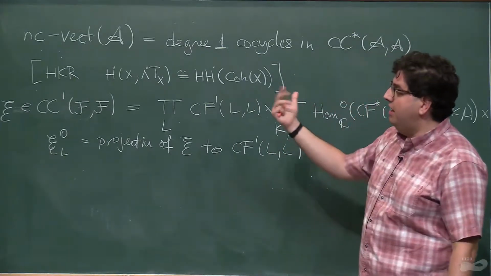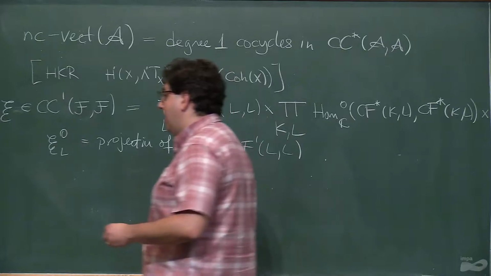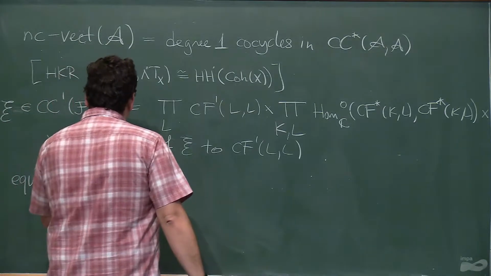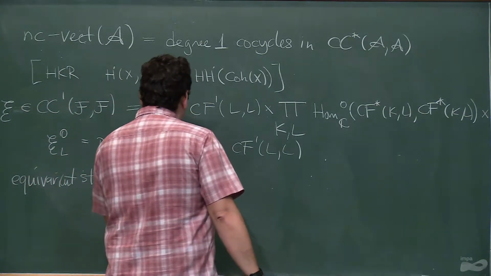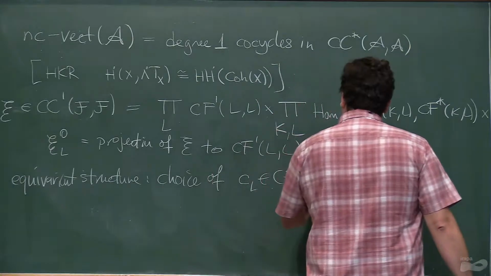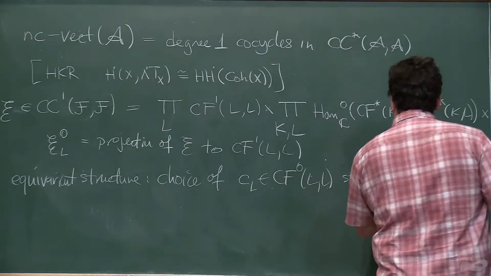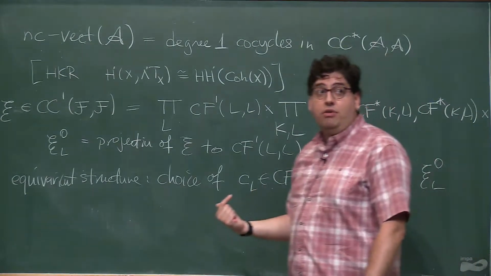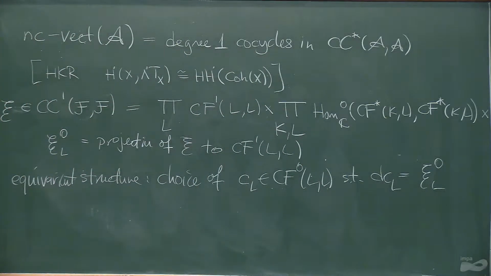Okay, but I said I needed to trivialize that deformation class. So the trivialization, which is my equivariant structure, is going to be a choice, I'll call it CL, in CF0LL, such that its differential is this psi L0. In other words, I need to trivialize that deformation class. And that choice is what I call an equivariant structure on a Lagrangian, following Seidel-Solomon. Okay, all right, good. Questions so far? Let's see.